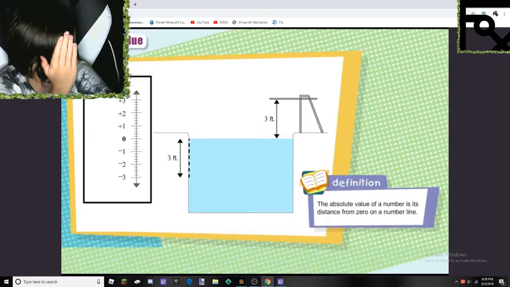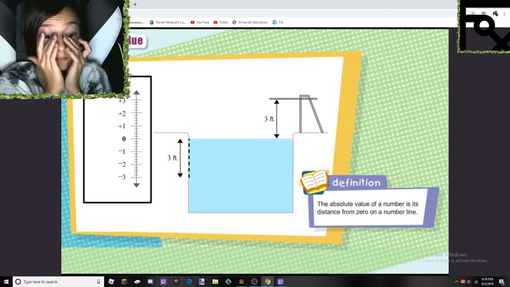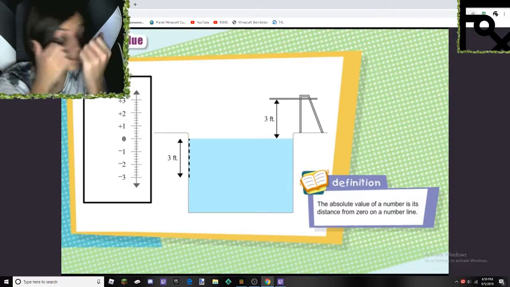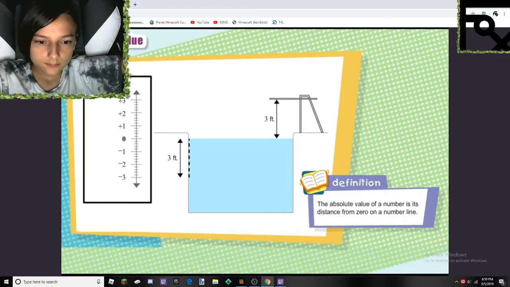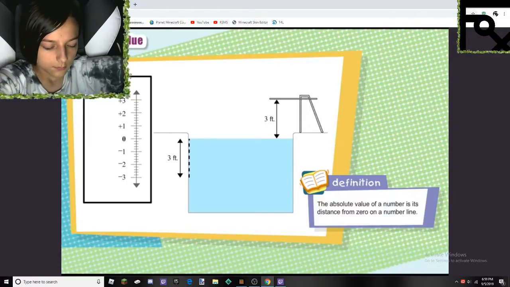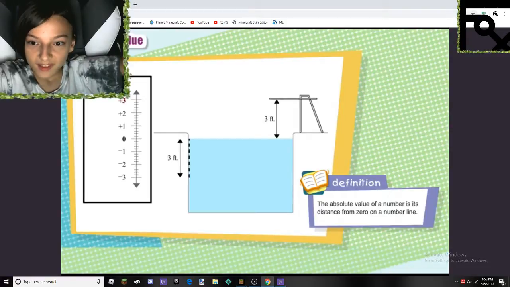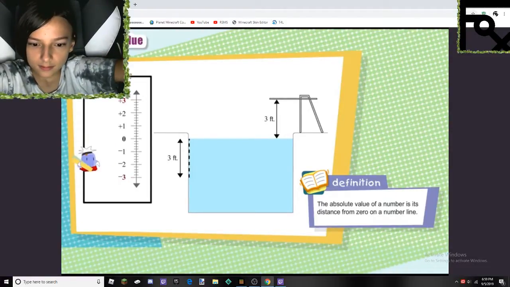We can define the absolute value of a number as its distance from 0 on a number line. So finding distance in a coordinate system, which is never negative, involves finding the absolute value of a number. The absolute value of a number can never be negative. In the case of our swimming pool distances, the absolute value of positive 3 is 3. And the absolute value of negative 3 is also 3.